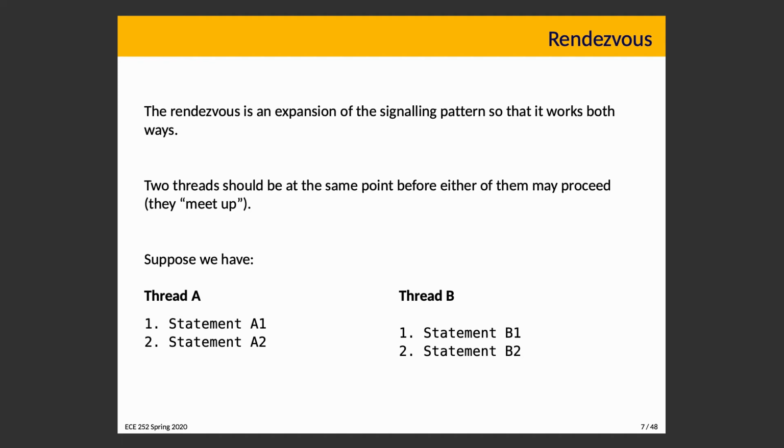So imagine that we have the situation as shown here, where we have thread A and thread B, each of which has a statement A1 and A2 and B1 and B2. And these are supposed to be arranged so that A1 is before B2 and B1 is before A2. So all the statements ending in 1 have to be finished before any of the statements ending in 2.